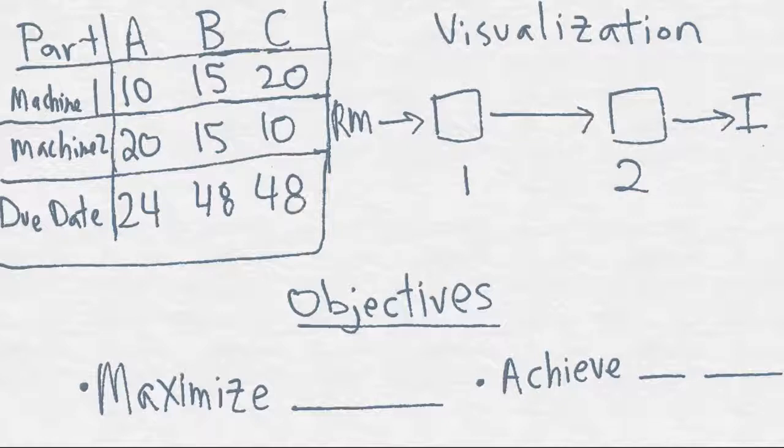And so, as a job shop scheduler, they have two primary objectives here. They want to maximize their throughput while also achieving their customer due dates.